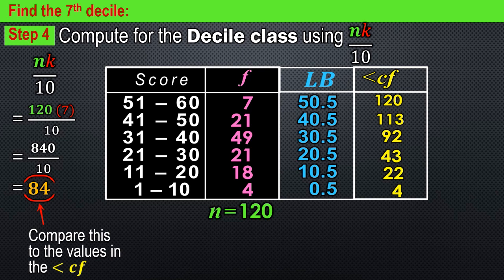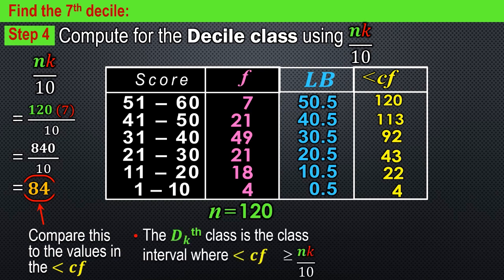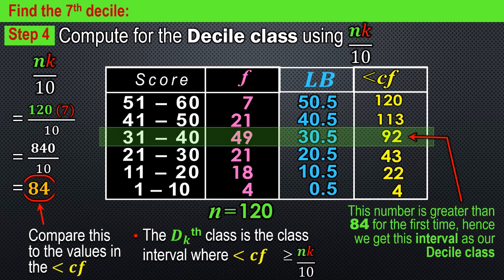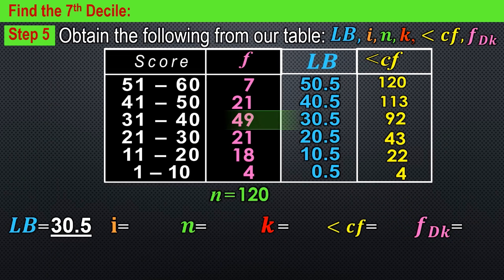Now, compare this to the values in the less than cumulative frequency. The decile class is the class interval where the less than cumulative frequency is greater than or equal to the decile position. Looking at the table, 92 is greater than 84. Therefore, we get this interval as our decile class. For our lower boundary, we have 30.5.